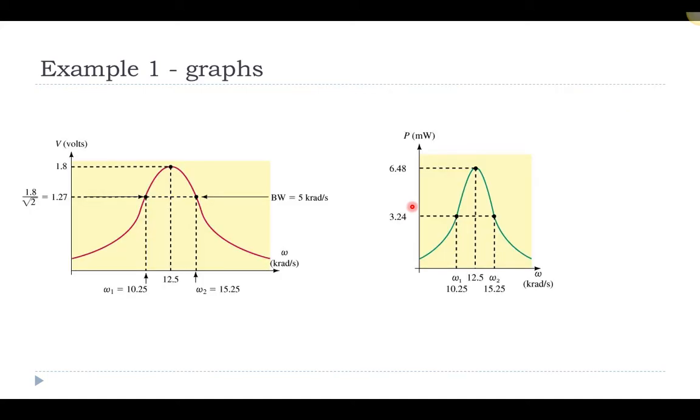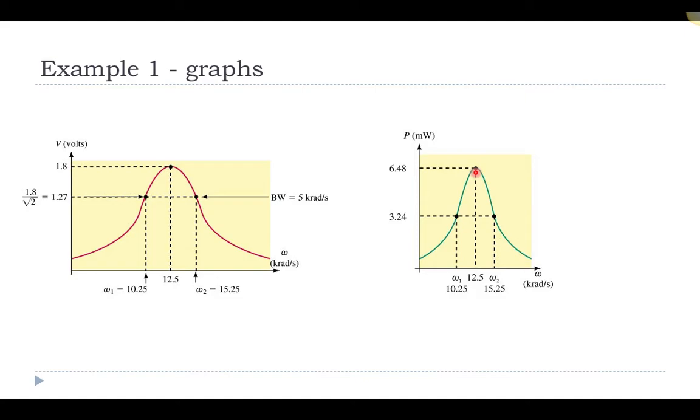So if I were to make a sketch of this, my voltage is a maximum at 1.8 volts. That occurs at 12.5, and that's kilorads per second. And then there's my lower half power frequency and my upper half power frequency. And I realize that those occur when the voltage is essentially the effective voltage, right? So 1.8 over the square root of 2. And here is also my response in terms of my power.